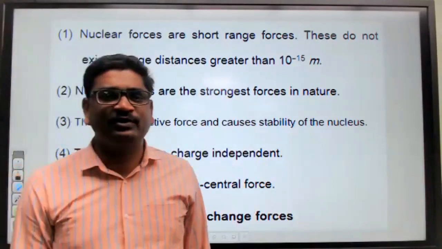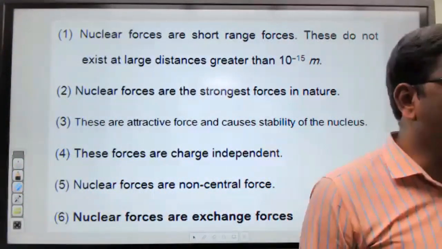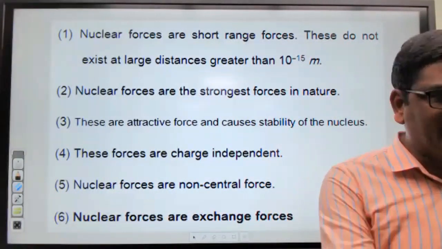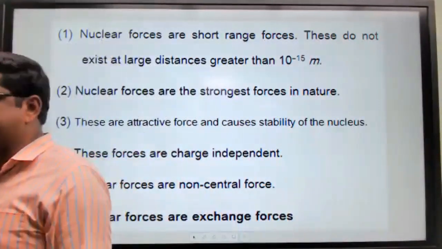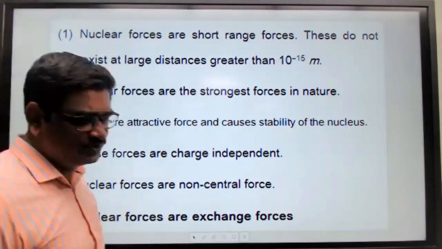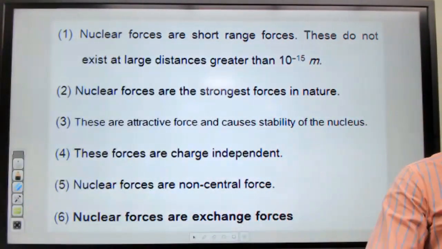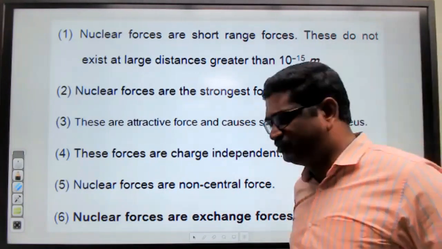Next, nuclear forces are short range forces because they exist only in the order of 10 power minus 15 meters, or 1 Fermi. The forces with a short range are the nuclear forces. Nuclear forces are called short range forces because they exist only within the nucleus. Outside the nucleus there are no nuclear forces. So these are called short range forces.